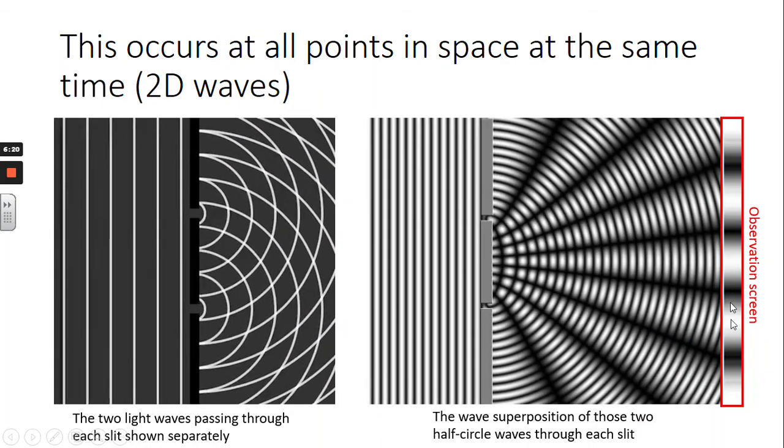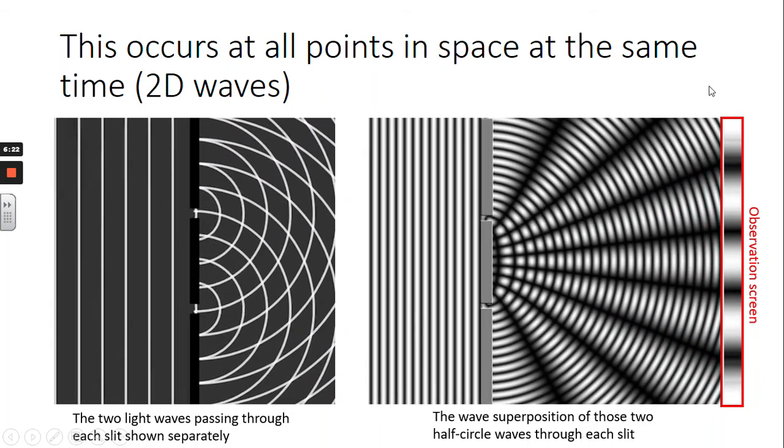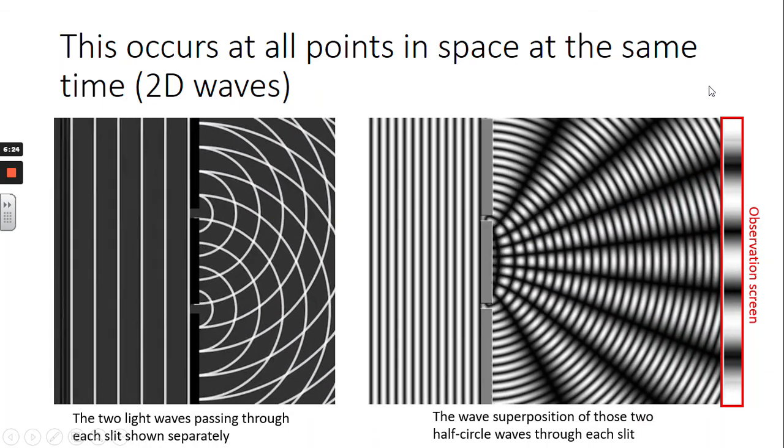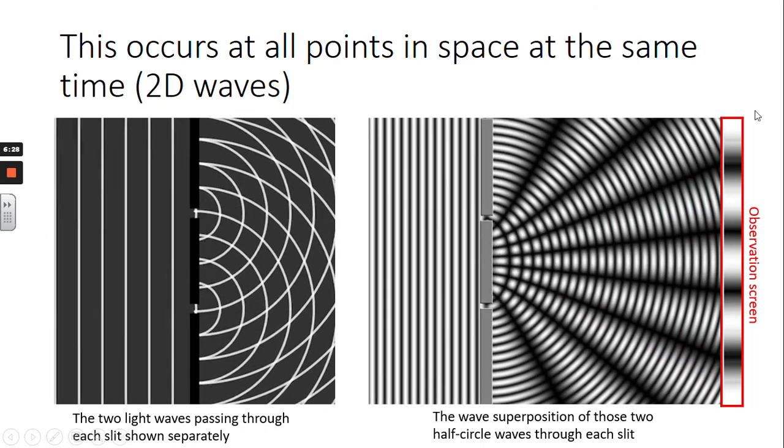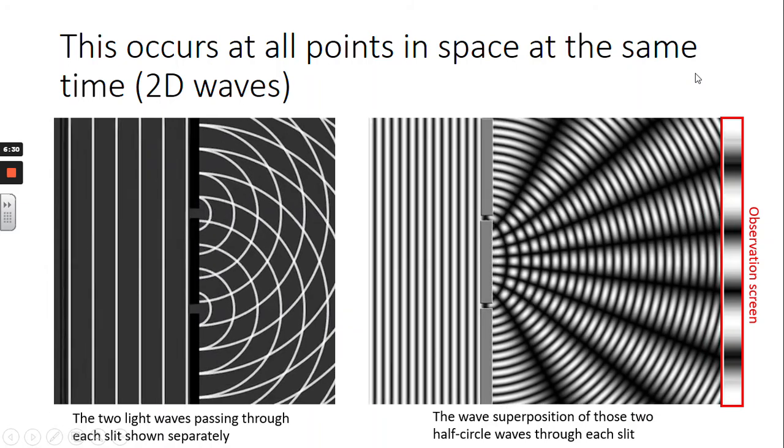And in this red rectangle here, that's the observation screen. That's what you would actually see if you ran this experiment. You'd see a pattern of light that looked like what's in the red rectangle.